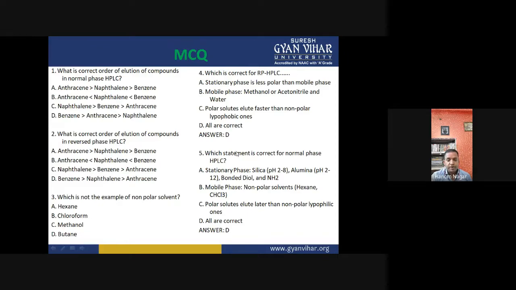Now question number 5: which statement is correct for normal phase HPLC? Stationary phase: silica, alumina, bonded diol, NH2. Mobile phase: non-polar solvents, hexane, chloroform, etc. And polar solutes elute later than non-polar lipophilic ones. So all are actually correct.